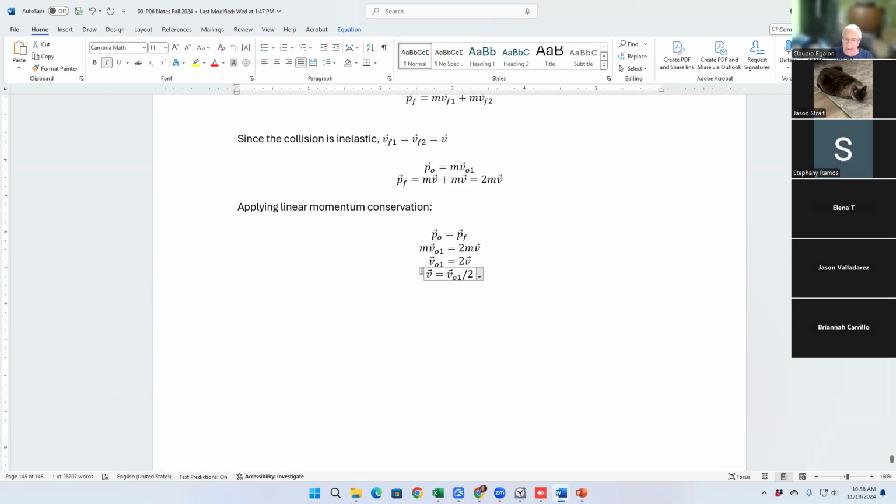V01 ends up being half the speed. V final one ends up being half the speed of the initial speed. Okay? That's what we get when we have this type of situation.